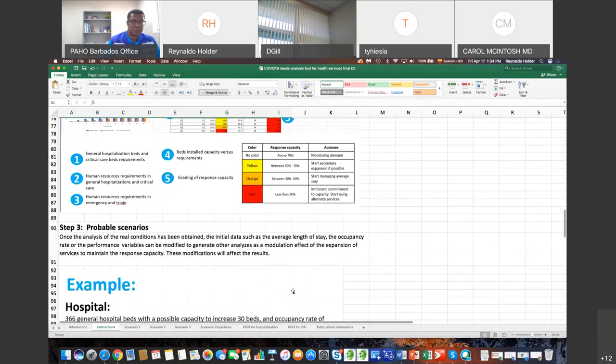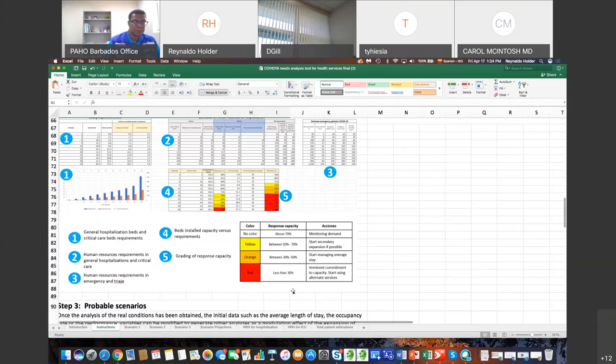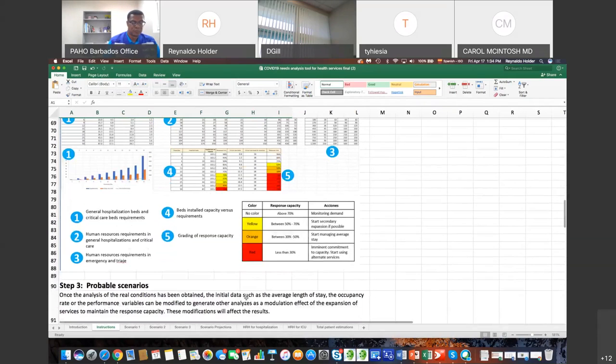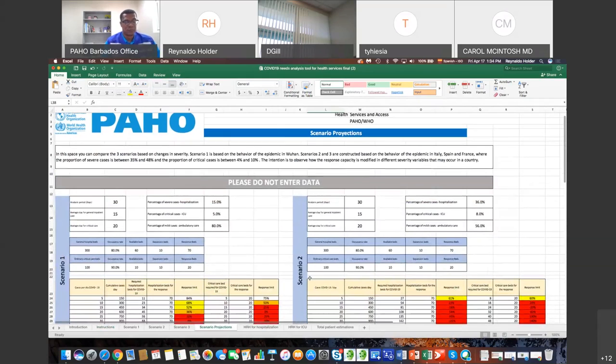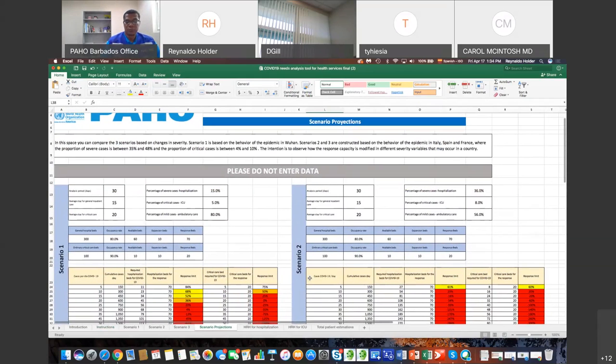So, based on this explanation, now I'll go back and we'll see each one of these things work in the tool. I'll go first to the tab that says scenario projections. These scenario projections are based on the three most studied international scenarios of the pandemic up to this moment.